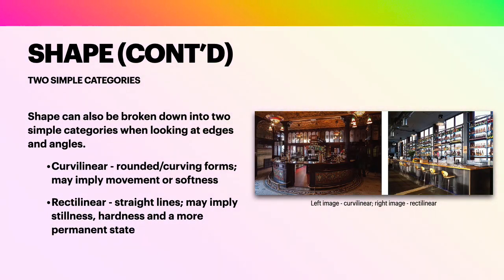So shape can also be broken down into two simple categories when looking at edges and angles. So you have curvilinear, which are rounded or curving forms. These may imply movement or softness. Then you have rectilinear, which are straight lines, which may imply stillness, hardness, and a more permanent state.